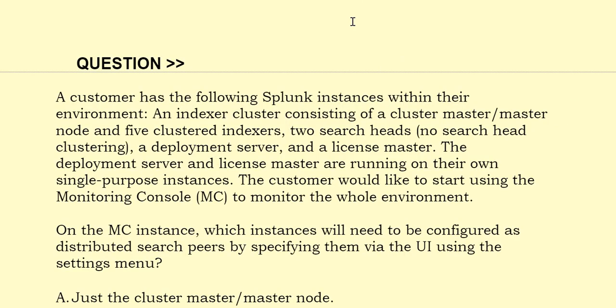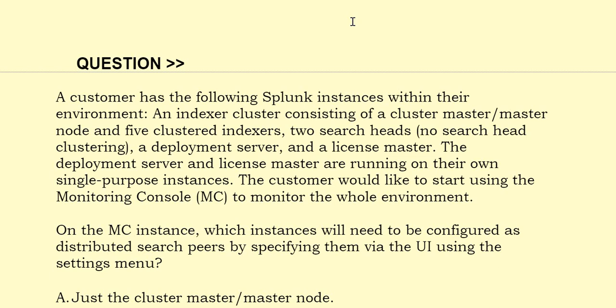A customer has the following Splunk instances within their environment: an indexer cluster consisting of the cluster master, master node, and 5 clustered indexers, 2 search heads, no search head clustering, a deployment server and a license master. The deployment server and license master are running on their own single-purpose instance. The customer would like to start using the monitoring console (MC) to monitor the whole environment.